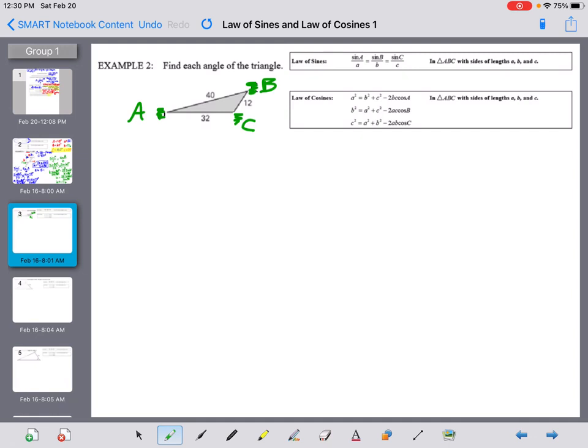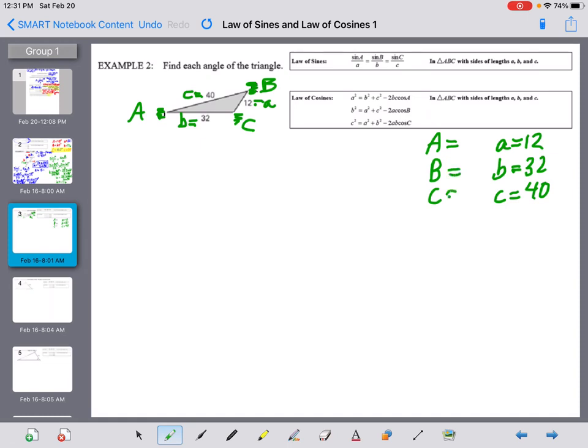It doesn't matter even where you put your A, B, and C as long as you label them and you make sure side A is across from your big angle A. Side B is across from your big angle B. And side C is across from your big angle C. Make sure that's what's the same, and then the answers we get will match at the end. So I've got to find them all, right? A, B, and C. I already know little side A on my picture is 12, little side B is 32, and little side C is 40. Okay, I'm finding my angles.